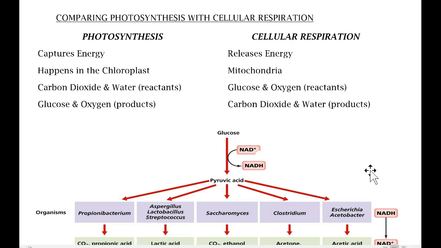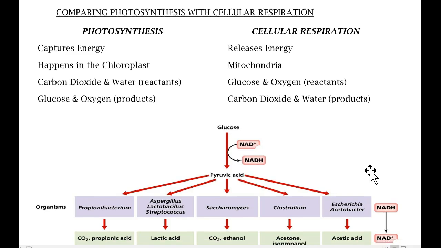In photosynthesis, we're going to use carbon dioxide and water as our reactants. In cellular respiration, carbon dioxide and water are going to be our products. In photosynthesis, glucose and oxygen are going to be our products, and in cellular respiration, glucose and oxygen will be our reactants.